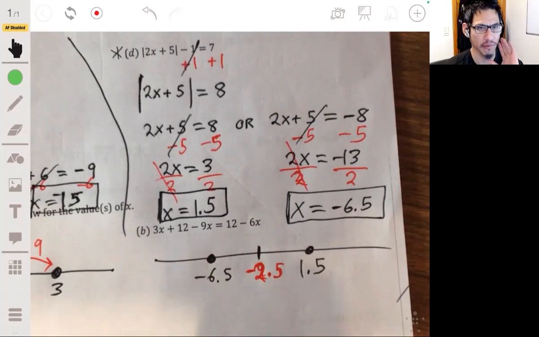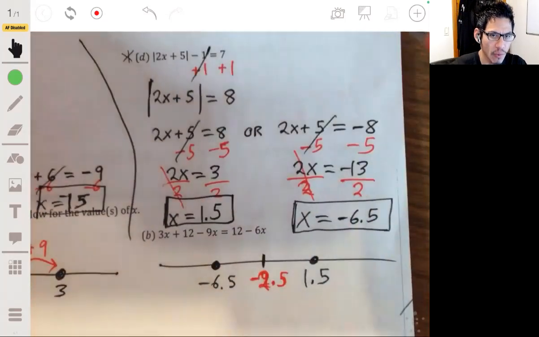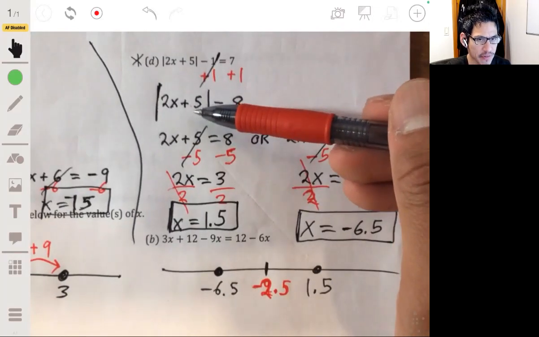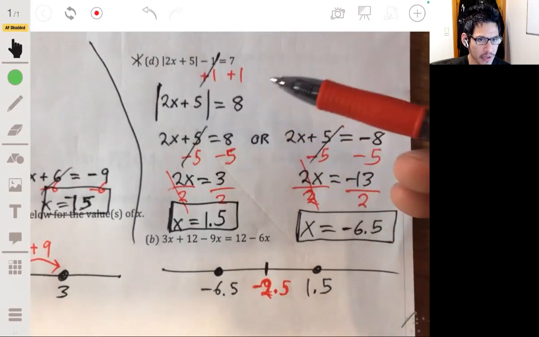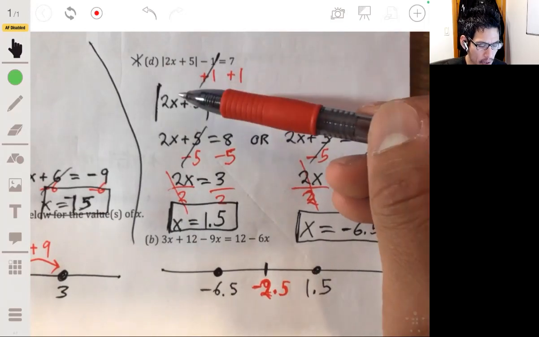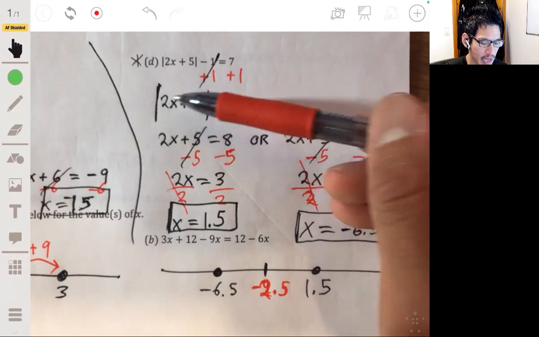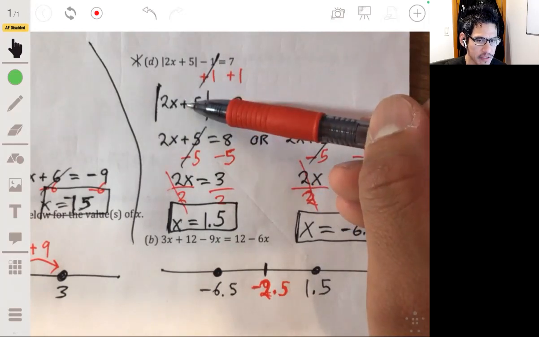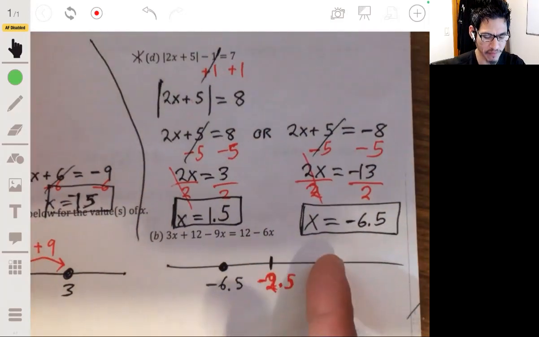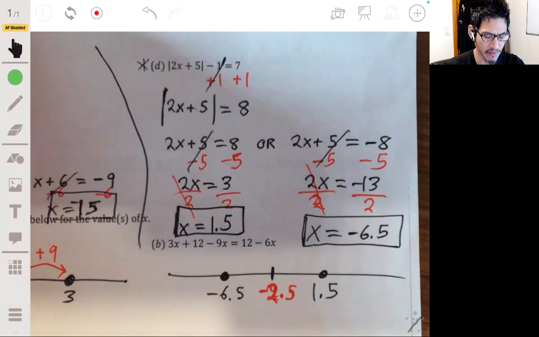Now you're like, okay, what the hell? Where does that number come into play? Well, it's not easy to conceptualize unless you really think about what you're doing. Like, what numbers are 8 units away from a number after you double it and add 5? So then that's how that becomes negative 6.5 and 1.5.